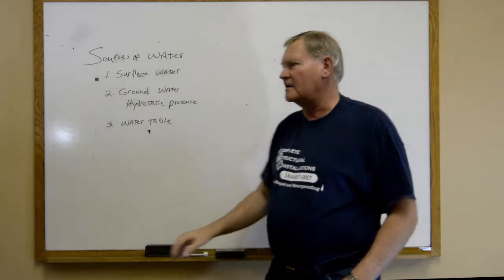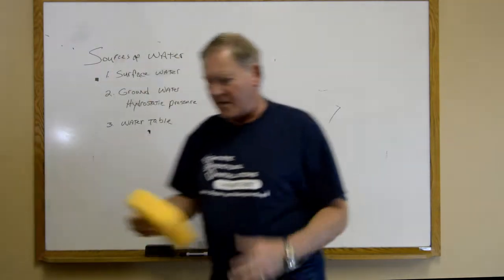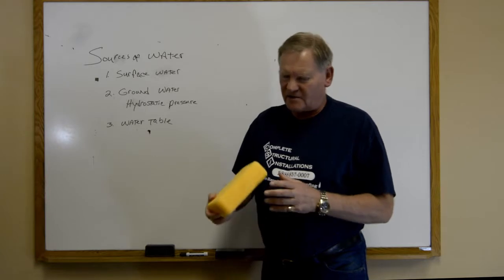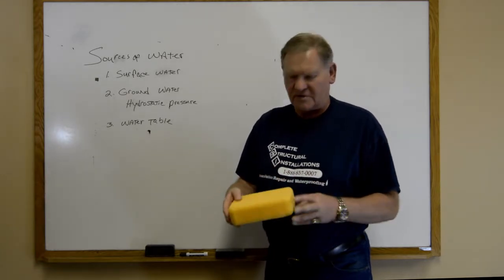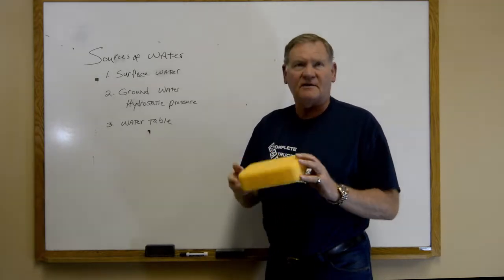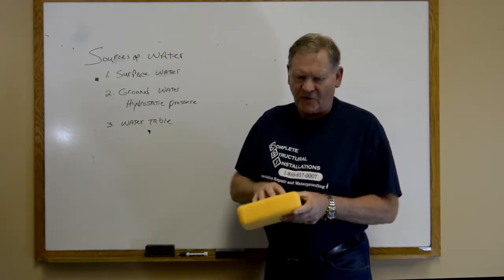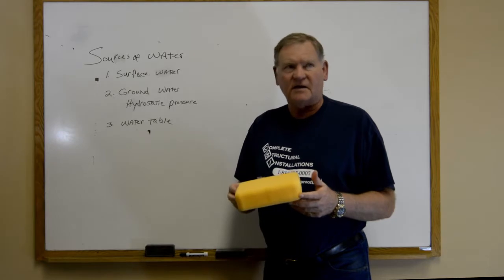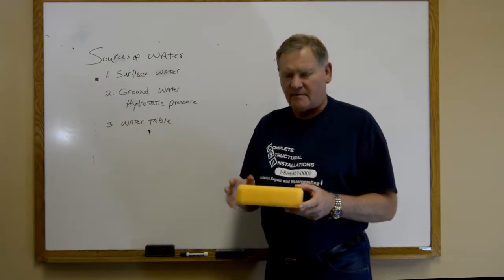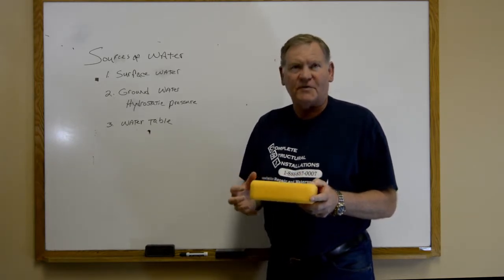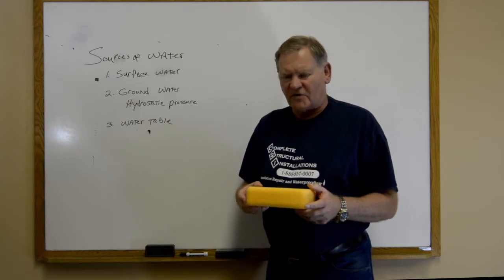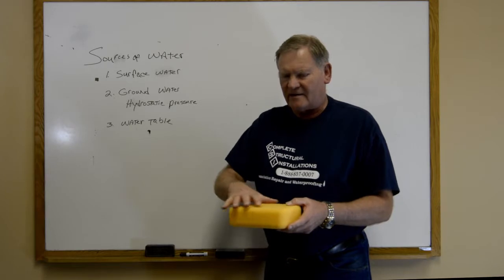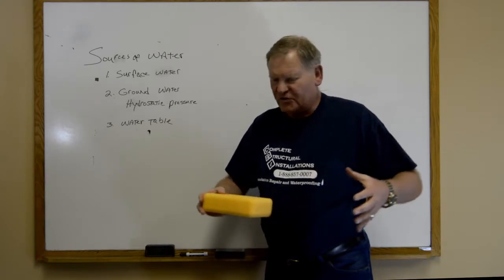Best example I can use for that is like a sponge. Your soil is kind of like a sponge around your house. You can see this new sponge has got good consistency and it's good and firm, and this is the way you want your soil. Now, if you leave this out in the sun for any length of time, the sponge will actually dry up and shrink. Conversely, if you put it under water and start pouring water on it, it gets heavy, starts spreading out.